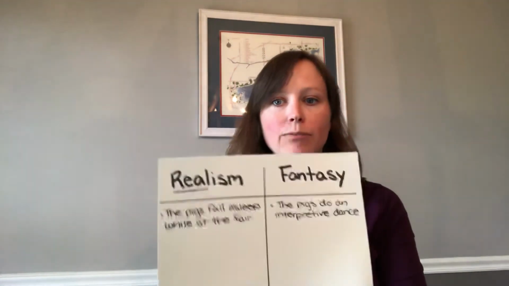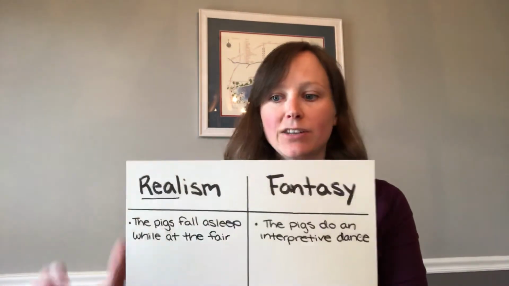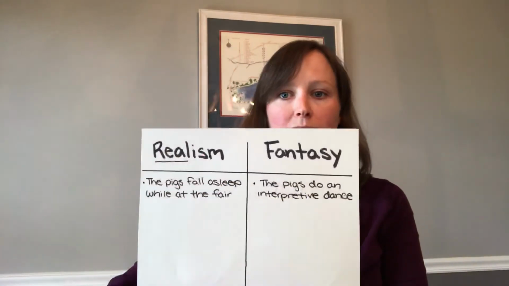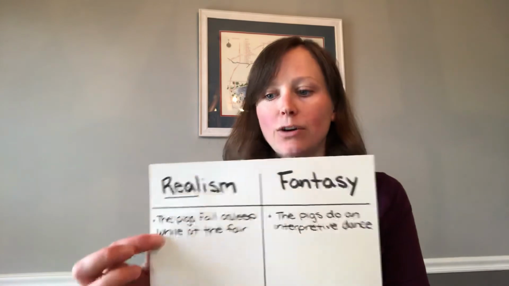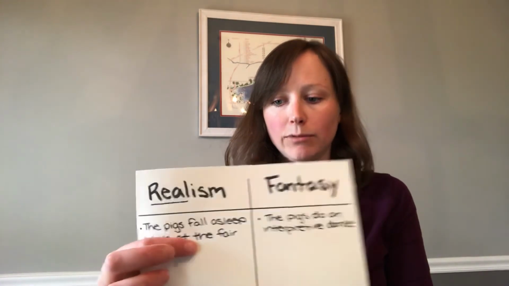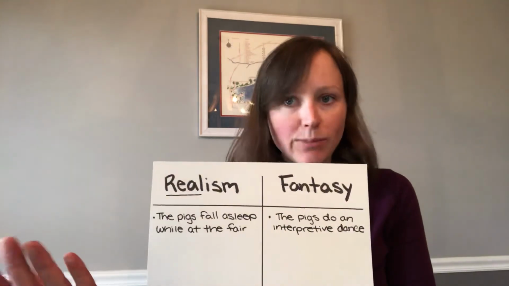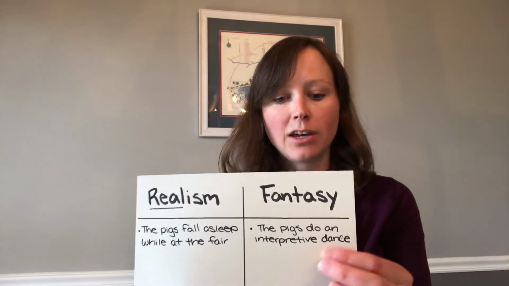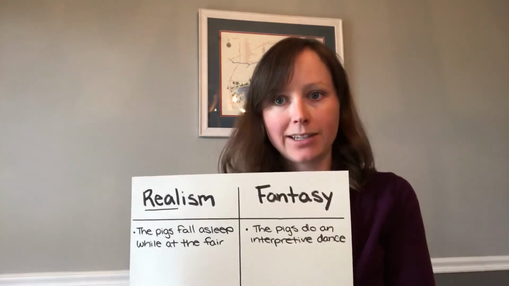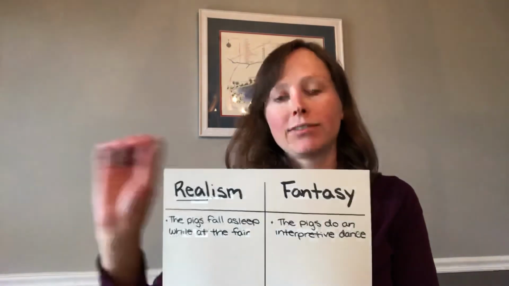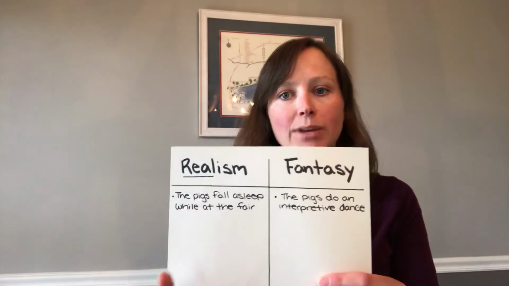If you don't have a printer, you can make a T-chart by yourself, like I did here. As you can see, I created a column that says realism, a column that says fantasy, and I drew a big T in the middle. So under realism, I wrote the pigs fall asleep while at the fair. So pigs falling asleep at the fair is definitely something that could happen in real life. And then fantasy, the pigs do an interpretive dance. We know pigs can't dance like people, so we'll put that under the fantasy column. And so you would read off the different scenarios and just copy them onto the correct column.